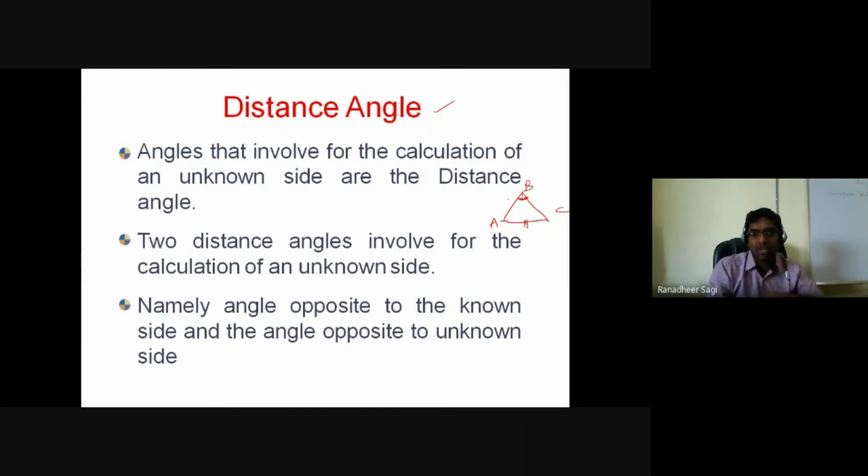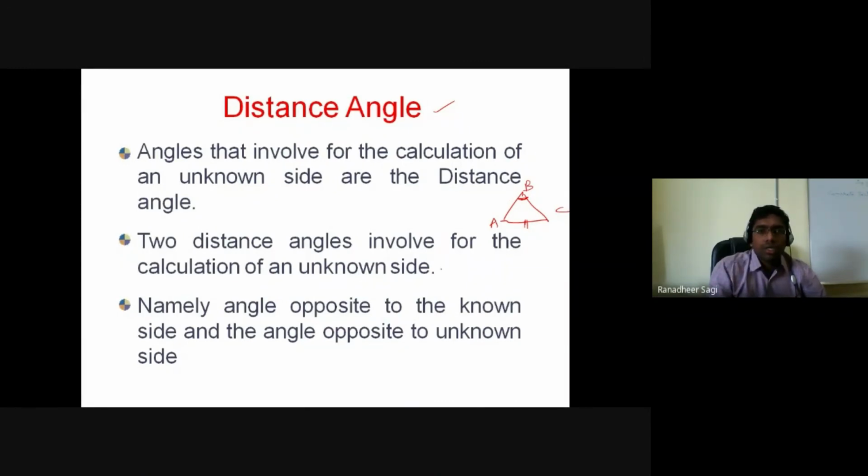Now let me understand, what does that word distance angle mean? Distance angle is that angle which is involved in the calculation of an unknown side. Which is that unknown side? AC is the unknown side I am talking about. What is the angle that I am using for calculating this unknown side? Let's say it's the angle at B. That angle at B is what I am calling your distance angle, which is useful for you to find out an unknown in that particular network.